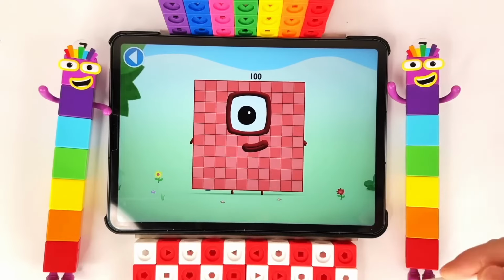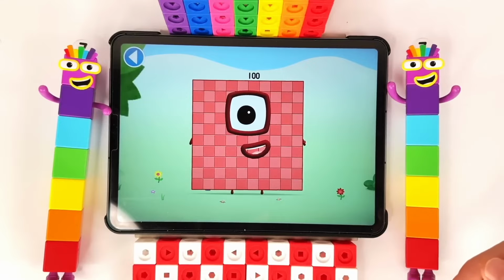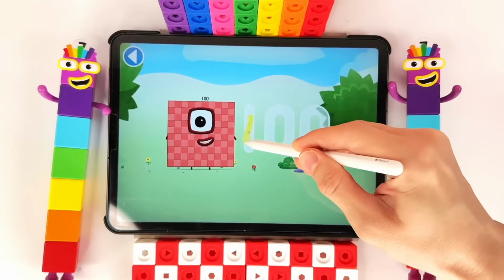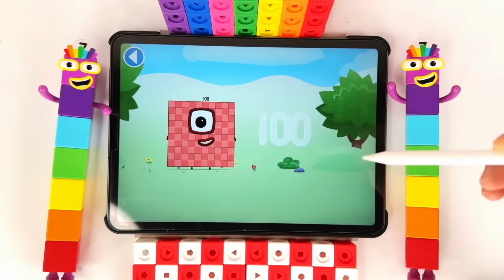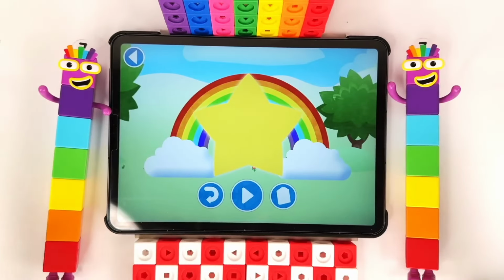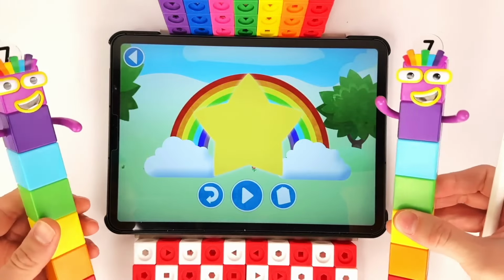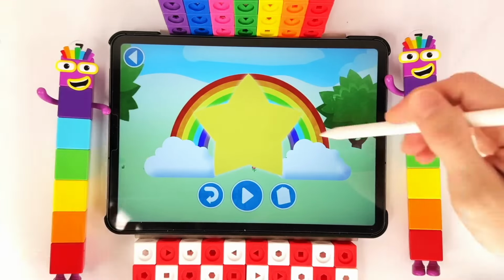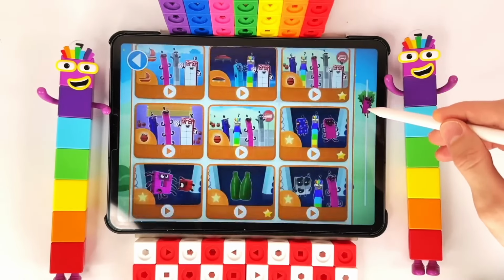And now we find lots of 10 on top of the world. And now we learn big number block 100. Amazing. Let's count. Next big number. We find the next big number.